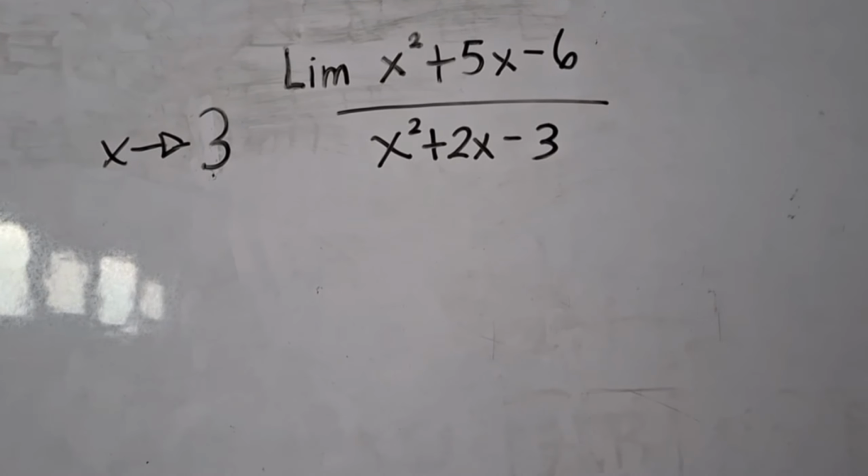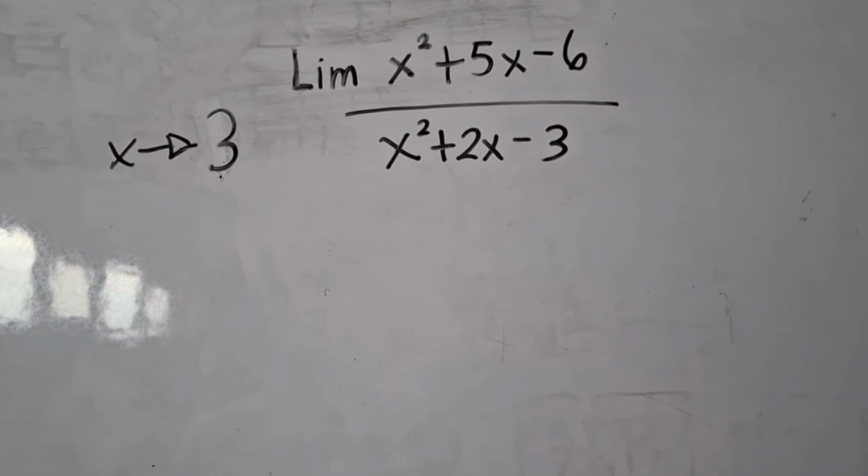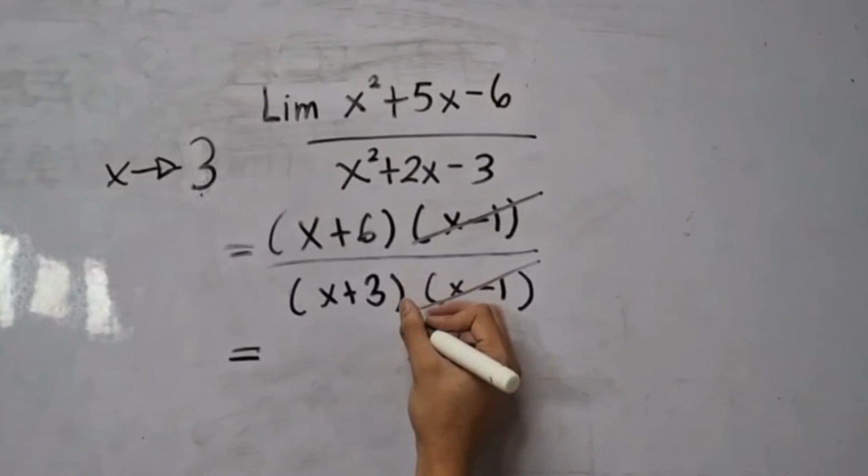And now, we need two numbers that multiply to negative 6 and add to 5. Those numbers are 6 and negative 1, so we factor it. And here in our denominator, we need two numbers that multiply to negative 3 and add to 2. The numbers are 3 and negative 1. And now, we rewrite our expression, and this is it.